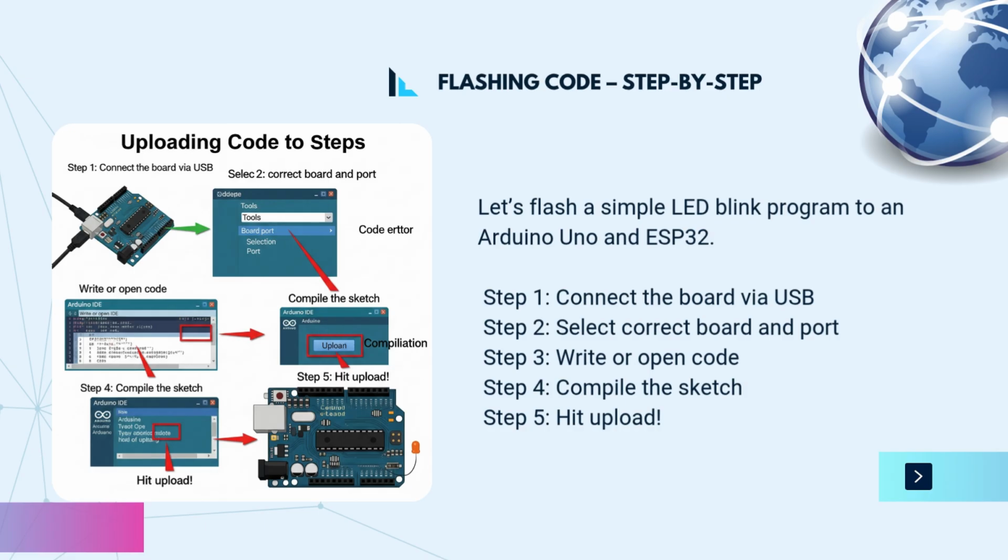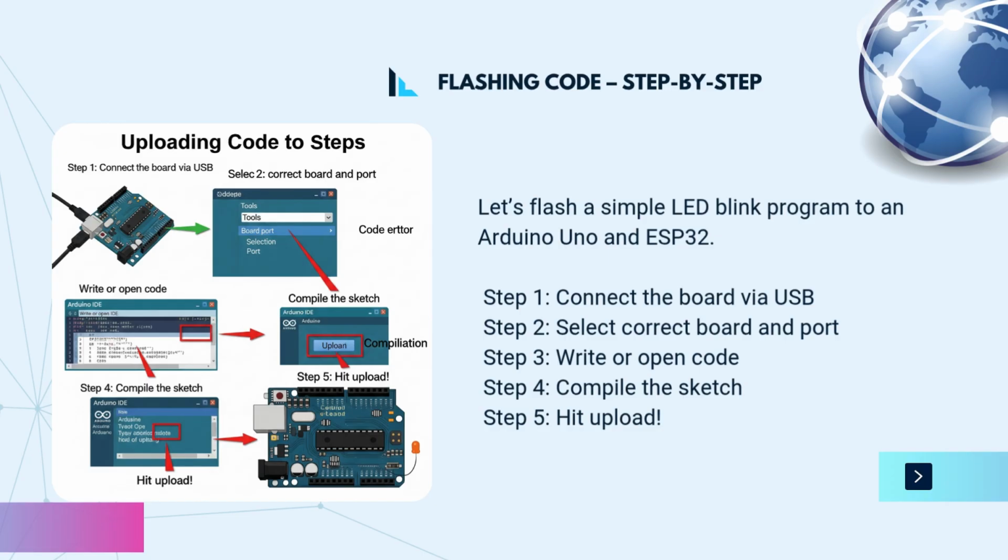Step 6. Upload the code. Click the right arrow icon to upload. The IDE will reset the board into bootloader mode and transmit the compiled code. If successful, you'll see a "Done uploading" message. On the ESP32, you may need to press and hold the boot button during upload. This puts the chip into flashing mode manually.